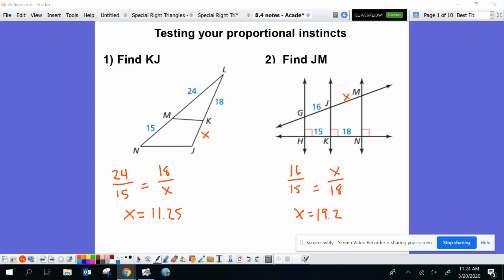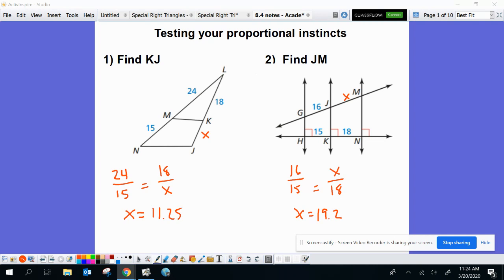Okay, this is a section 8.4 recap for those of you who were unable to complete the Big Ideas assignment for section 8.4. If you'd like to go back and reference some of the theorems and the proportional instincts we talked about to help you get through that assignment, this video should help you with that.